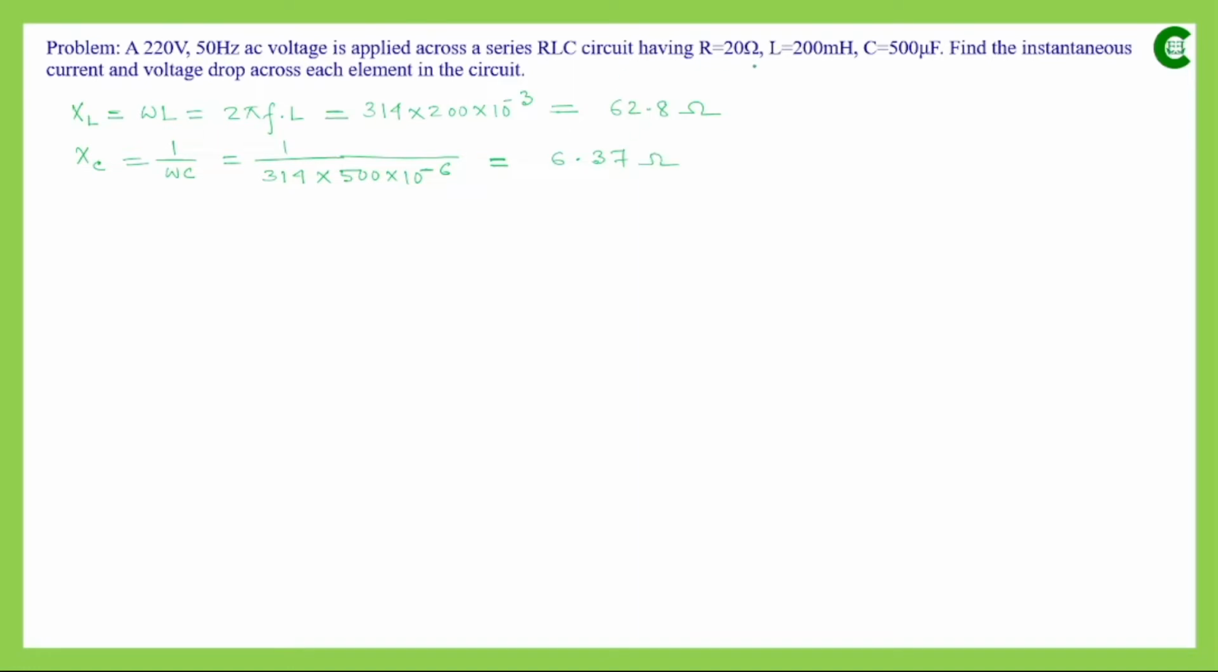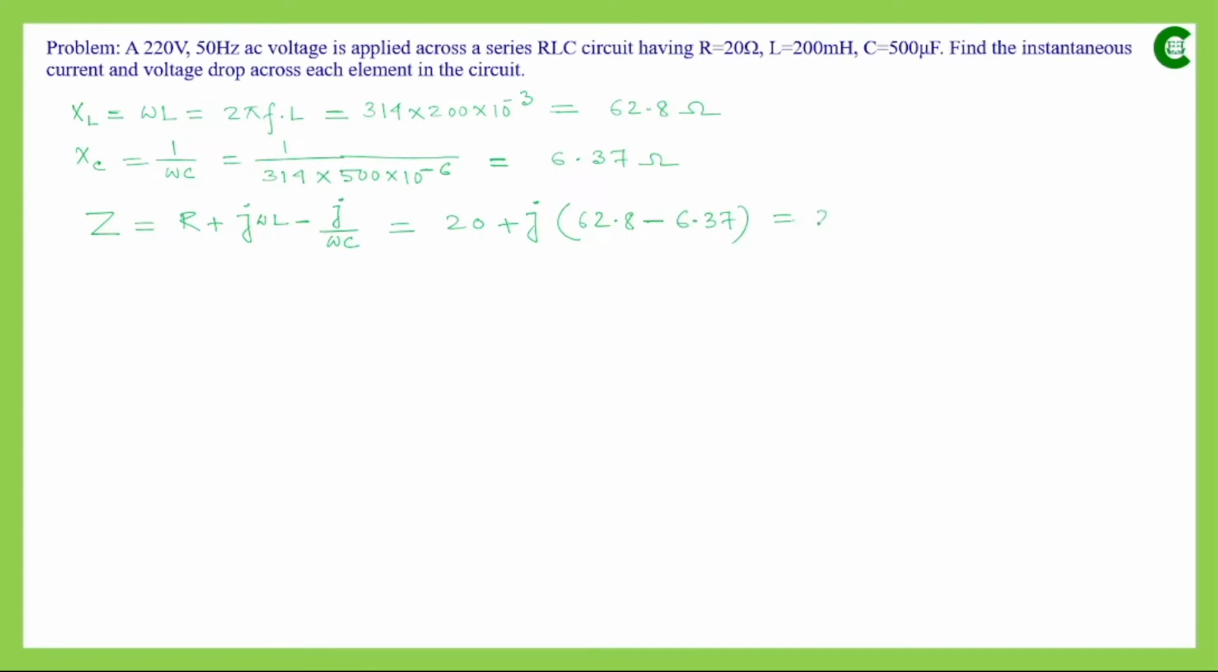Now the resistance value is already given and we have already obtained the reactances. So based on these three values, we can easily find the impedance of that series RLC circuit, and that will be, as we know, R plus jXL minus j, or we can say R + jωL minus j divided by ωC. So R has value 20 and the j value, XL or ωL has value 62.8, minus 1 by ωC, and that value is 6.37.